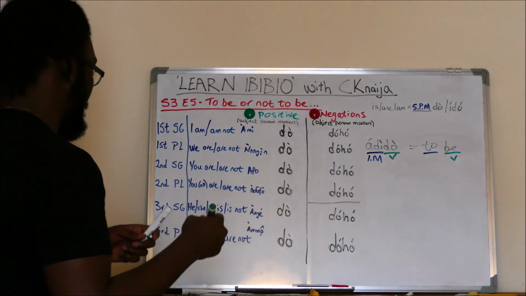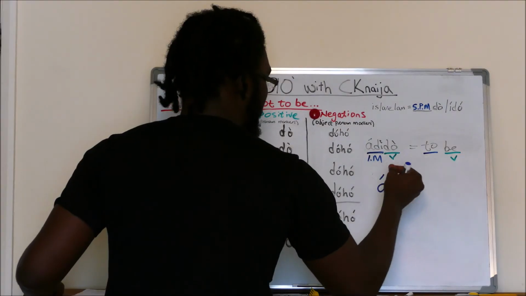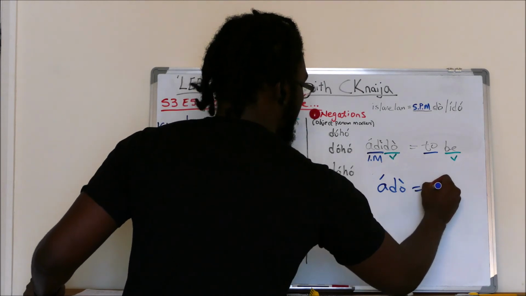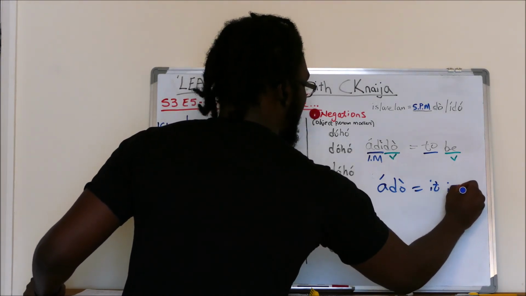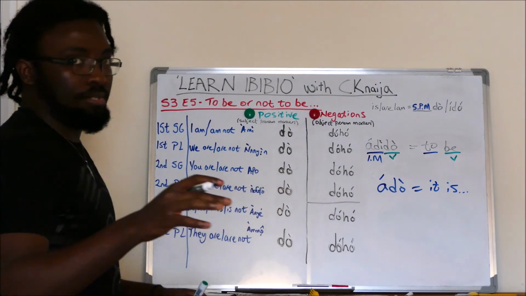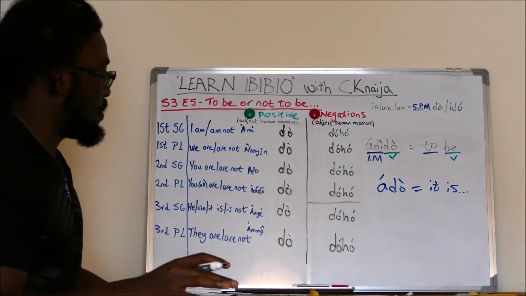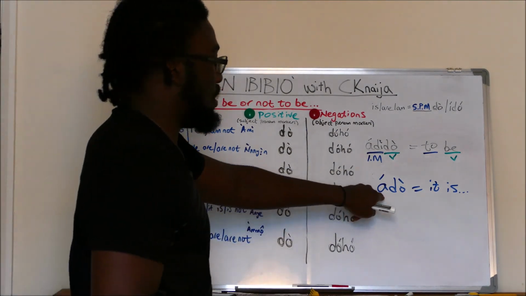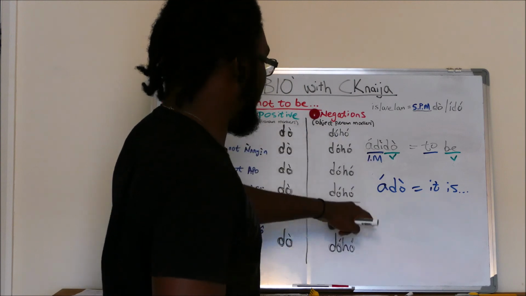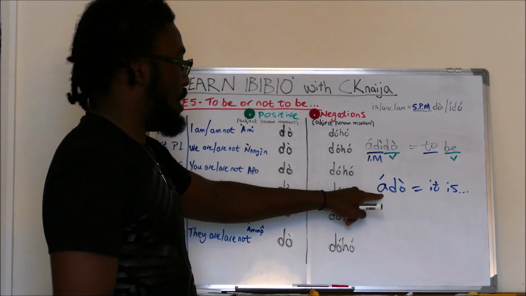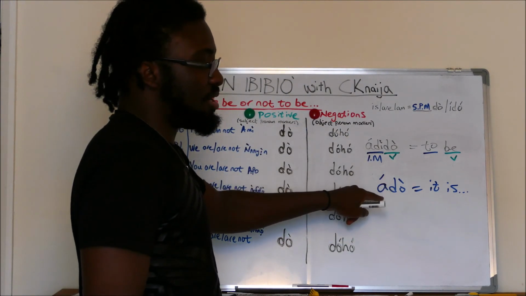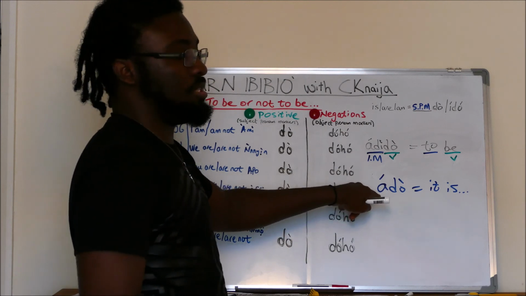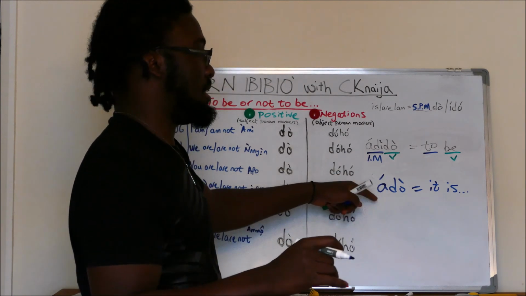So to say that something is, it is ado, and that means it is. And if you go back to series 3 and episode 1, you'll find that the with the high tone is the prefix, is the marker that always follows the subject pronoun for it, which is anye.